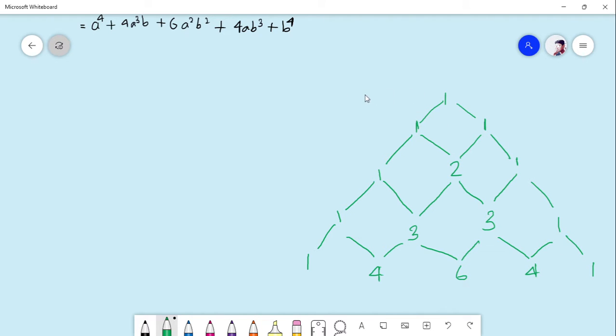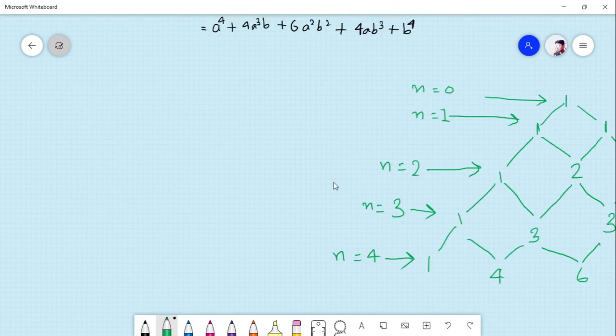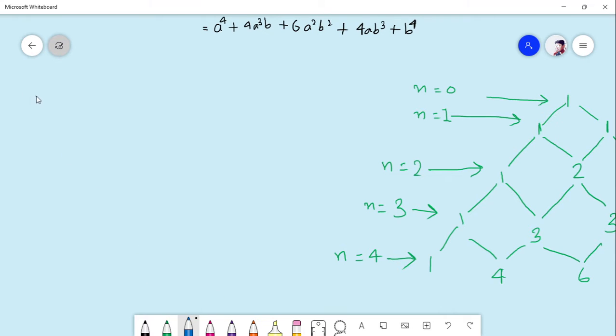So this is the expansion of something raised to the power 0. If something is raised to the power 1, these are the coefficients. If something is raised to the power 2, these are the coefficients. If something is cubed, these are the coefficients. And if something is raised to the power 4, these are the coefficients. So in our case, we're doing a plus b to the fourth power.